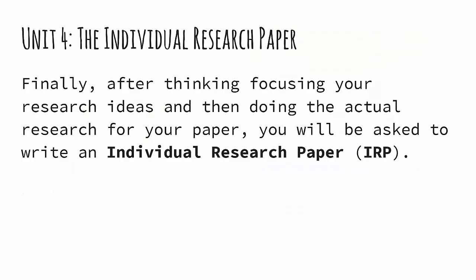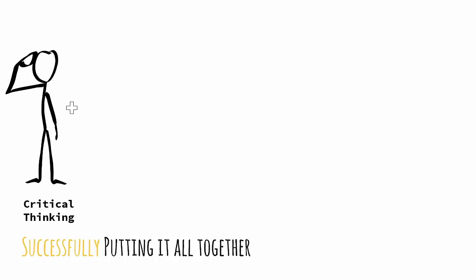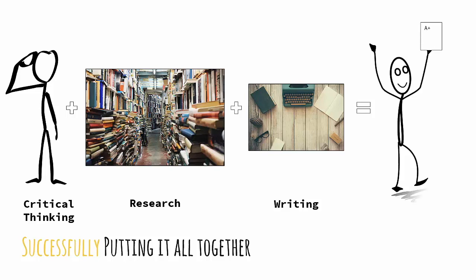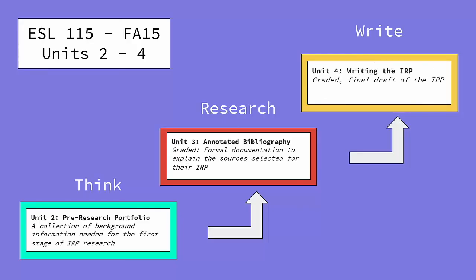After completing the pre-research portfolio in Unit 2 and the annotated bibliography in Unit 3, you're going to start writing your individual research paper. So the individual research paper will ask you to combine your critical thinking with your research and then write it all in an effective, easy to read, comprehensible way so that the ideal outcome will be a successful grade on the final paper. Again, Unit 2 will ask you to think critically about the topic that you've chosen to do your research on. Unit 3 will help guide you through the research process, and during Unit 4 you will actually combine all of your research and critical thinking and start writing your final paper.